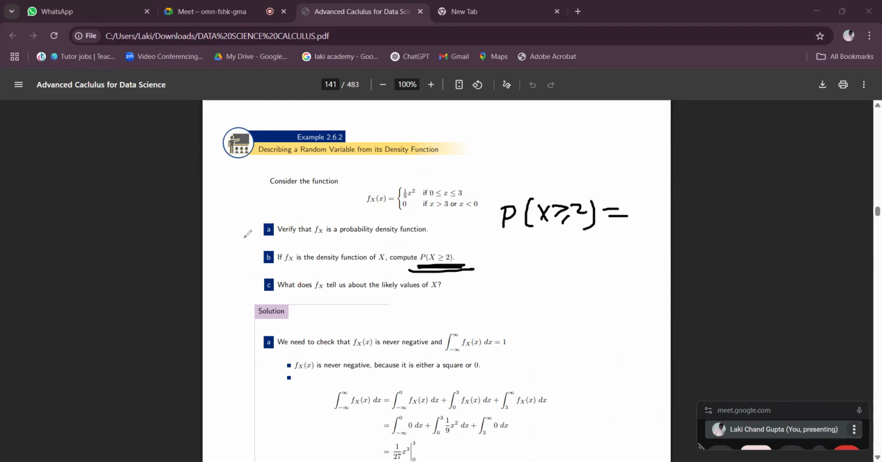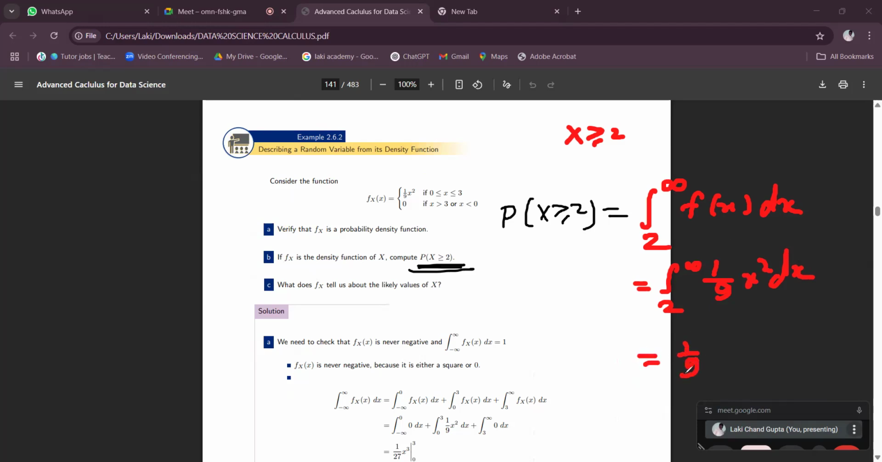So how can you find it? The limit of x goes from 2 to infinity, right, of f(x) dx. So from 2 to infinity, f(x) is what? 1 over 9, x cube over 3, right?